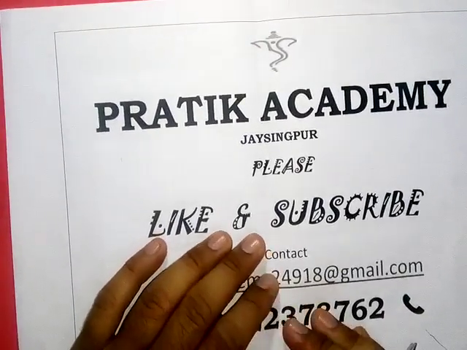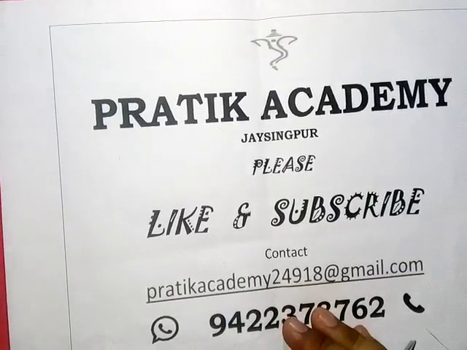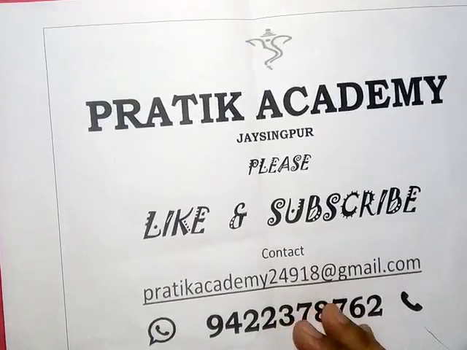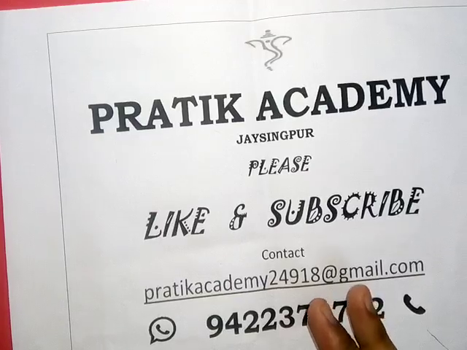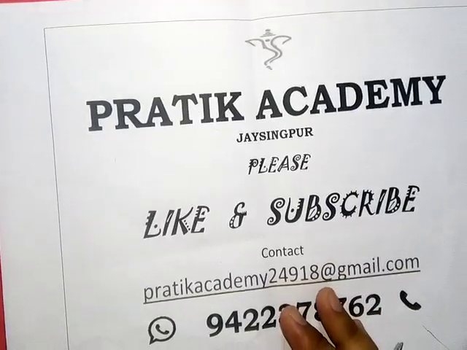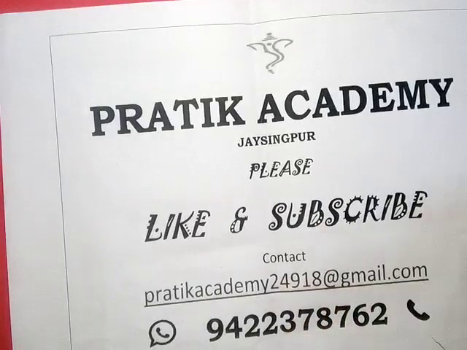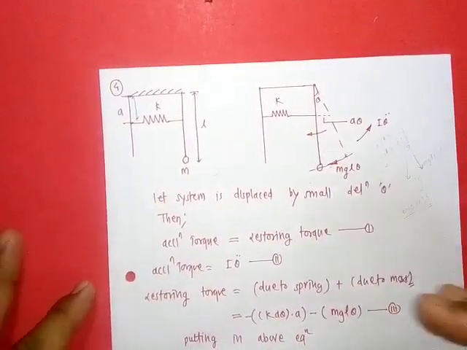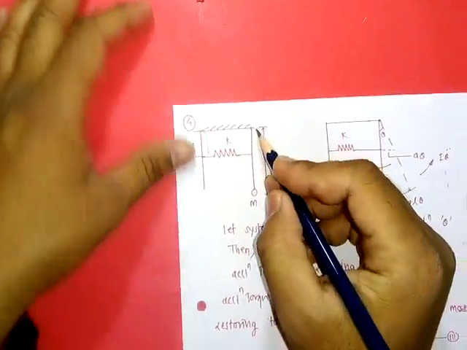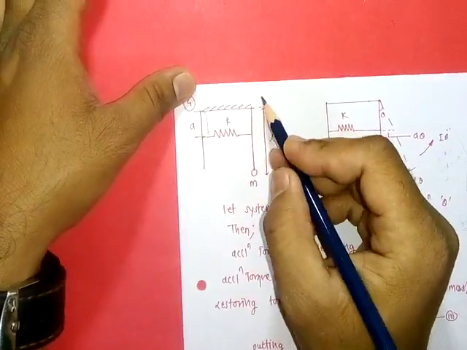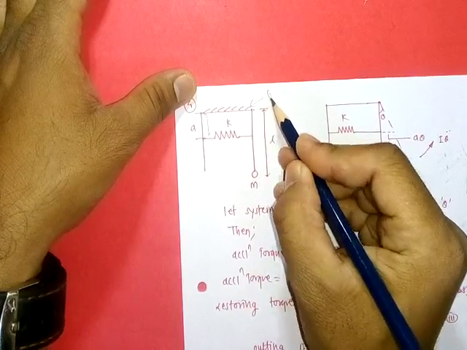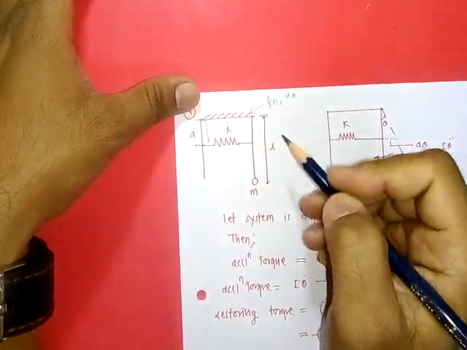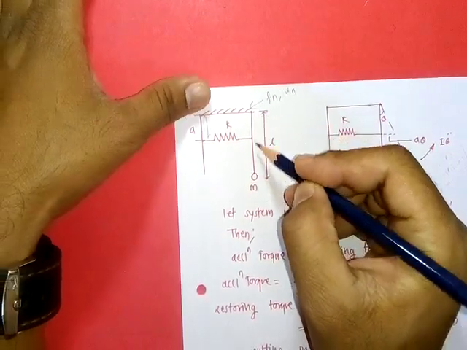In the last video, we started numericals on energy analysis methods for vibration analysis. In this video, we continue that part. So consider the first numerical. Here is the arrangement, and for that arrangement, they have asked us to find the natural frequency, Fn or omega n, for the system. So first see this arrangement.